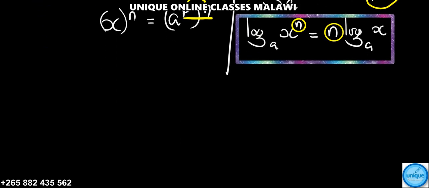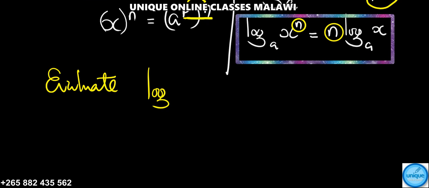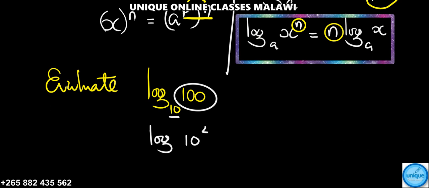For example, let's evaluate log of 100 base 10. Since our log is in base 10, 100 can be written in terms of base 10: log of 10 power 2 base 10. Now you can see there is a power, so we can take it to the front. So you get 2 times log of 10 base 10.